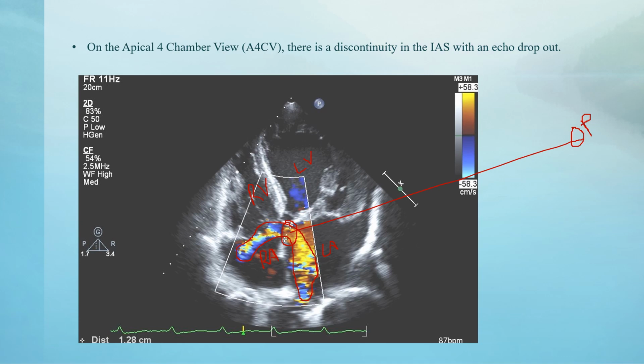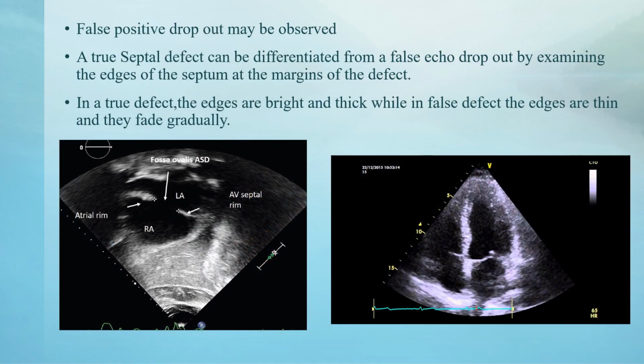The shunting occurs from the left atrium to the right atrium. This is also called an echo dropout. The place where the interatrial septum discontinuity is found is called an echo dropout. There are two types of echo dropout. One is the false positive dropout and the other is the true septal defect. In false positive dropout, the sonographer fails to hold the probe properly, or the patient changes position, and then it becomes an assumption for the sonographer whether the patient has an ASD or not.